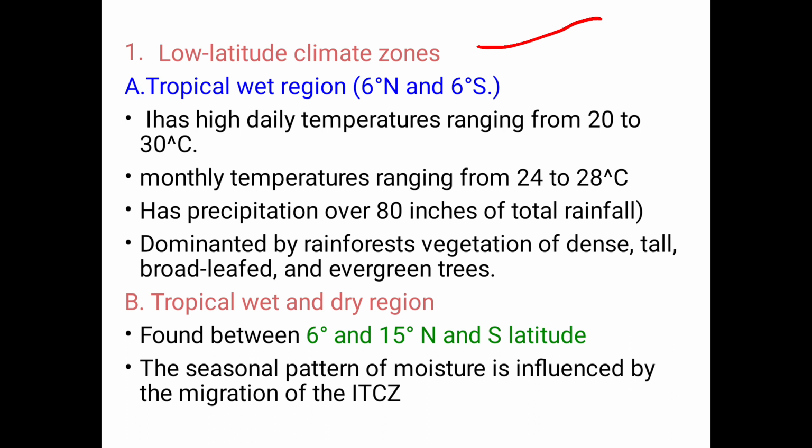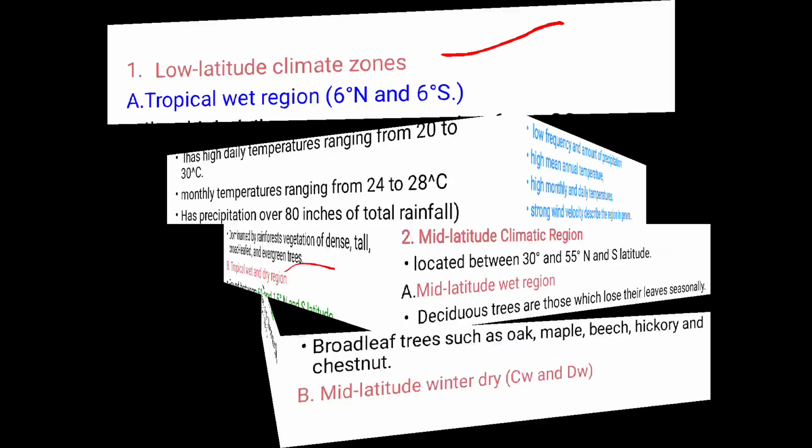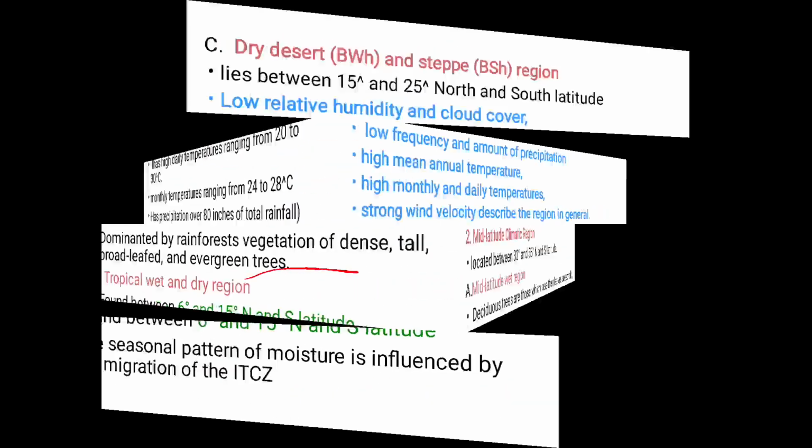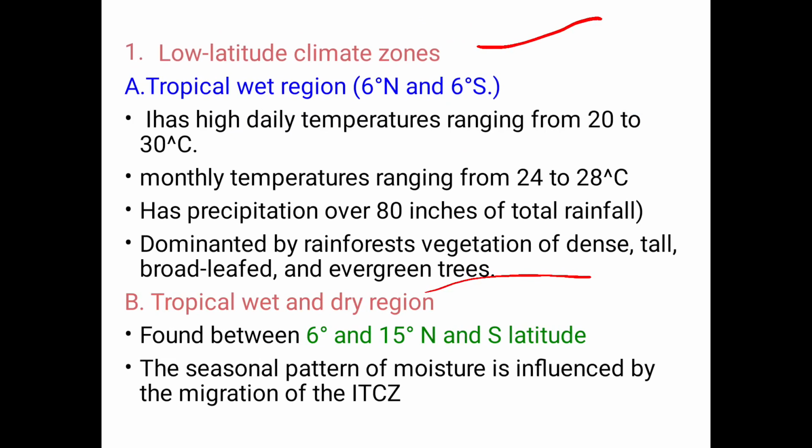Tropical wet region, 2. Tropical wet and dry region, 3. Tropical dry desert and steppe regions. So let's see one by one these subdivisions or subcategories of low latitude climates.